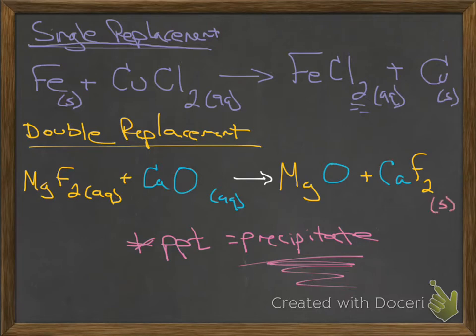So whatever forms the precipitate, we call that a solid. We put an S there. The other thing then remains aqueous. There you go. So this, guys, is a double replacement reaction. Probably the hardest types of reactions to identify and to write. And we will practice a million times in order to make sure that we understand how this works.